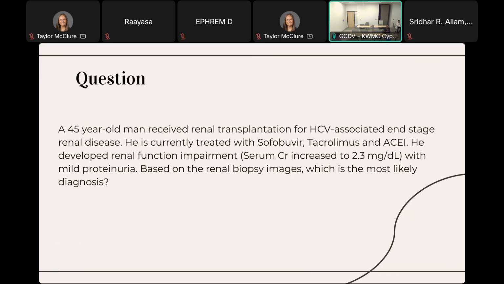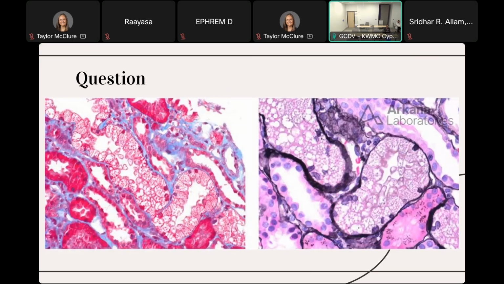Okay, next question. A 45-year-old man received a kidney transplant for hepatitis C associated end-stage kidney disease. He is currently treated with sofosbuvir, tacrolimus, and an ACE inhibitor. He developed renal dysfunction and his creatinine increased to 2.3 milligram per deciliter with mild proteinuria over time. Based on the renal biopsy images, which is the most likely diagnosis? So gradually this patient's creatinine is going up, and this is the biopsy report. Biopsy pattern. So what do we see?